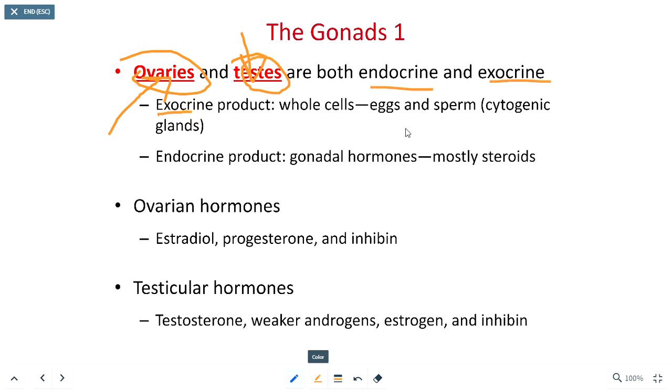When we say exocrine, we mean that they're going to secrete something that leaves the body. In this instance, ovaries secrete eggs, and testes secrete sperm. And when we say endocrine, the endocrine function of these cells is that they are going to secrete hormones that act primarily as steroids. As we look at those ovarian hormones, we have estradiol, progesterone, and inhibin.